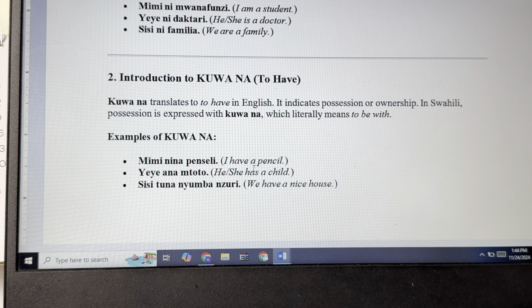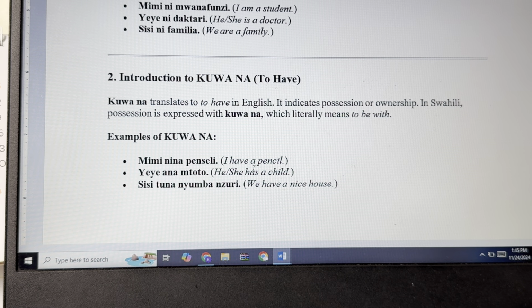Niko na familia. Maybe you are at the restaurant with your family. Niko hapa na familia, I'm here with my family. And if you say nina rafiki, it simply means I have a friend. And if you say niko na rafiki, it means you are with the friend in a place. So don't confuse between the two, niko na and nina.